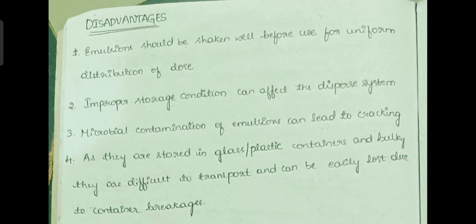When we speak about a tablet unit dosage form, you can keep the tablet within a few centimeters. But emulsion requires a larger space for storage, transportation, etc. Hence, it becomes a major disadvantage.